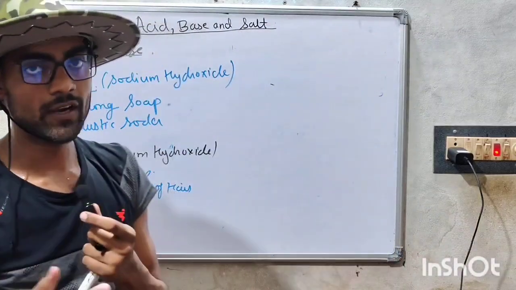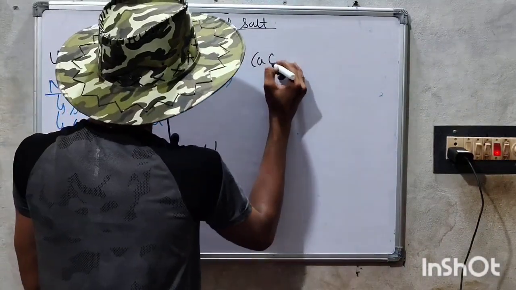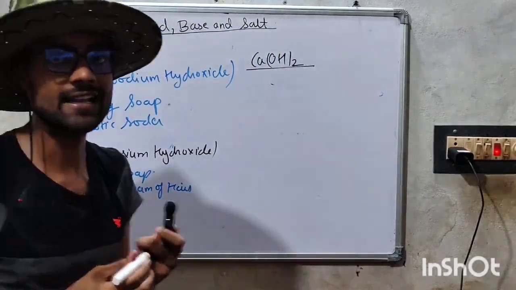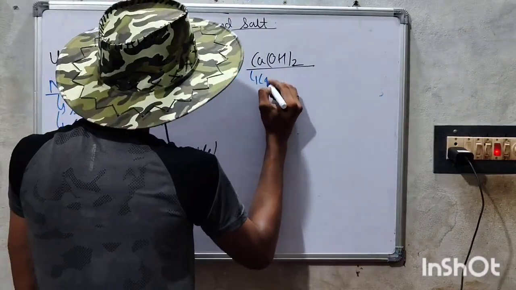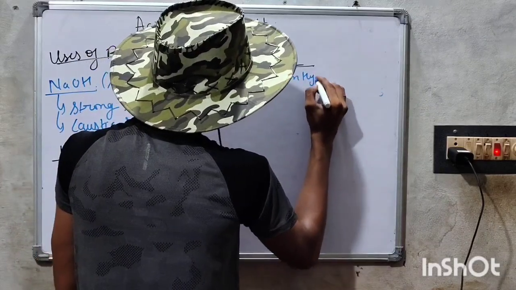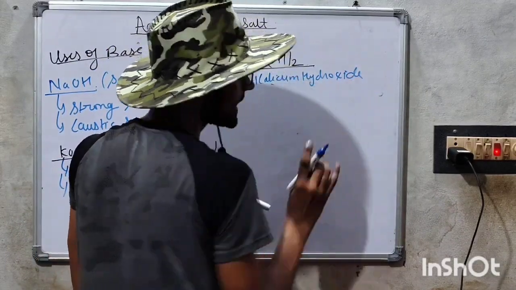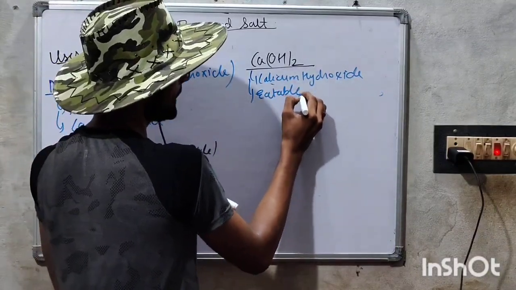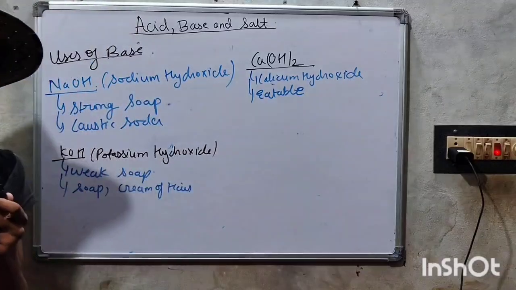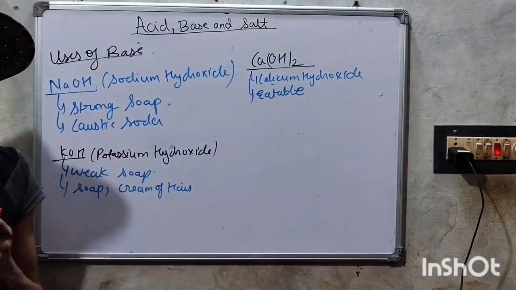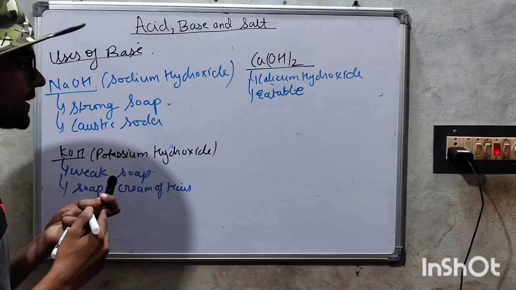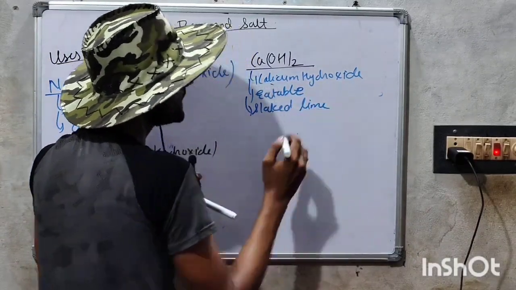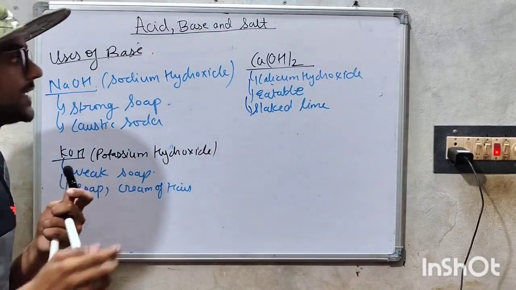Next we are discussing Ca(OH)2, calcium hydroxide, which is also known as slaked lime. Calcium hydroxide is edible also. Slaked lime is calcium hydroxide, Ca(OH)2.